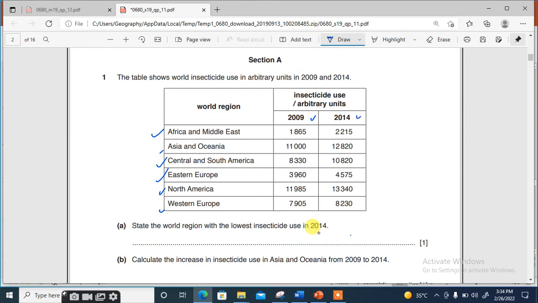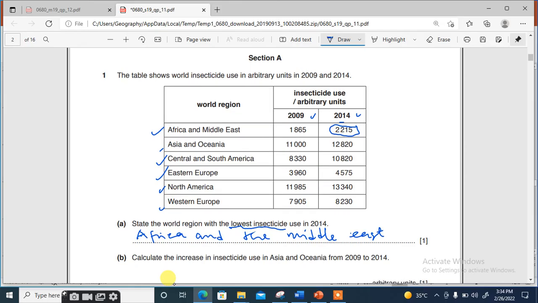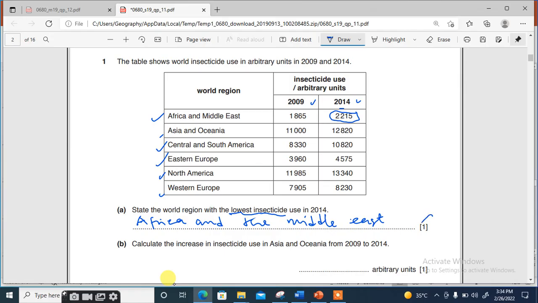Now the first question is, state the world region with the lowest. This is the key term we're looking at, lowest insecticide use. If you look at the lowest insecticide use in 2014, look at the value that is the lowest, and this is it. So which world region is there? You just come here, it is Africa and the Middle East. Africa and the Middle East have the lowest. Okay, we're done with that first question, which is 1 mark.